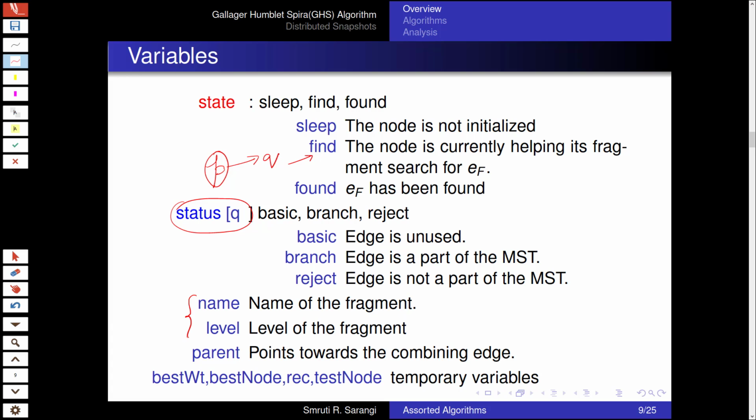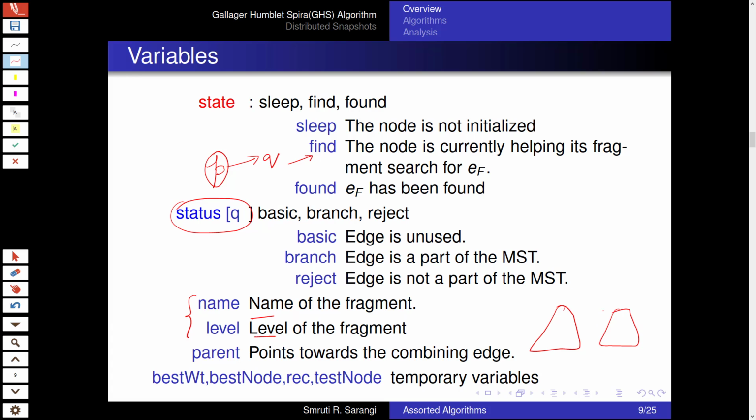Then we have discussed name and level, right? Name of the fragment, level of the fragment. Parent. So the parent basically says the following, that let us say two nodes with the same level combine.